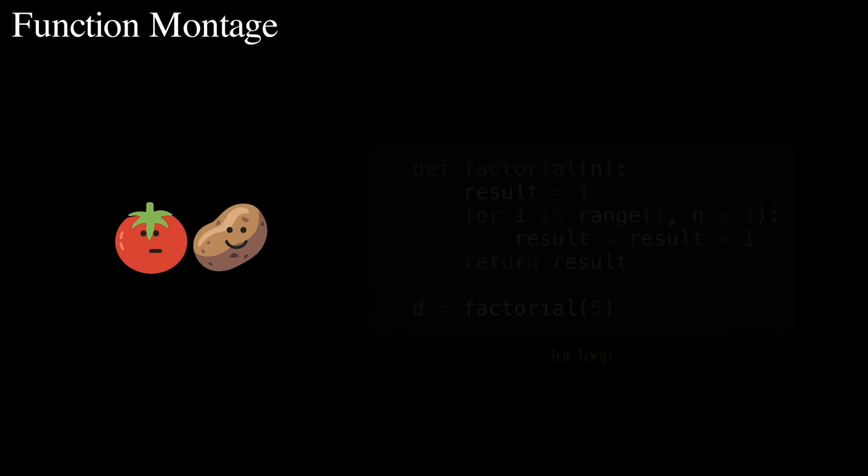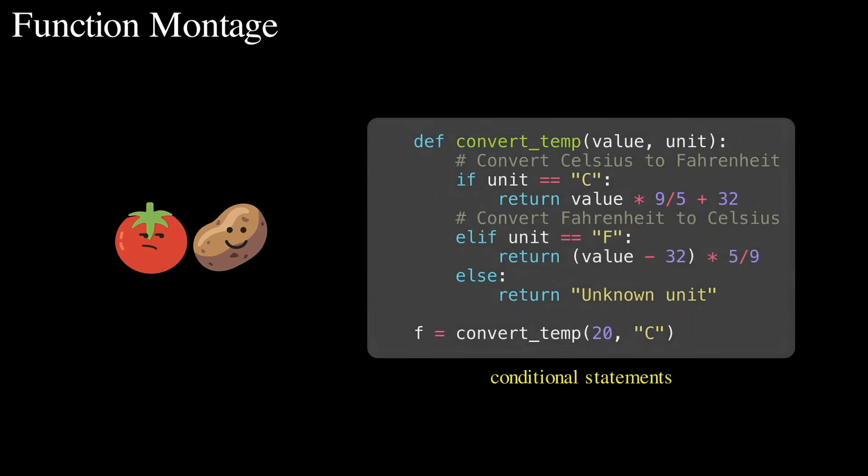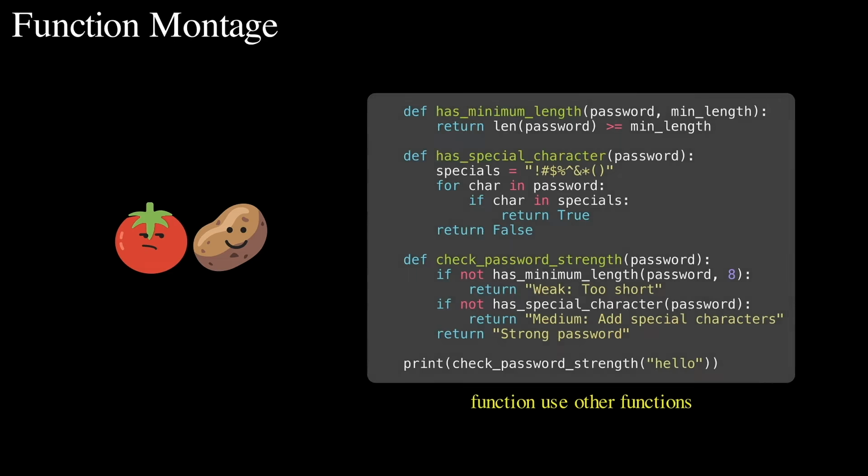What code can I write inside a function? Literally anything. You can write a for loop. This function computes a factorial. You can write a conditional statement. This function converts temperature between Celsius and Fahrenheit. Your function can even use other functions which are defined previously. This check password strength function uses 2 other functions for its internal logic. In terms of function design, the only limit is your imagination.